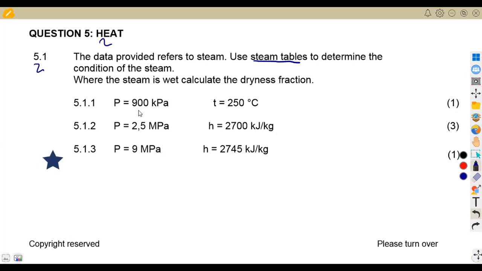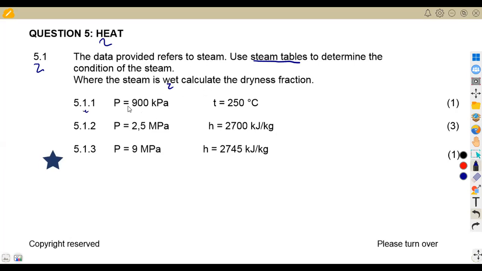The data provided refers to steam. Use steam tables to determine the condition of the steam. Where the steam is wet, calculate the dryness fraction. Okay, they have told you that if the steam is wet, then calculate the dryness fraction.